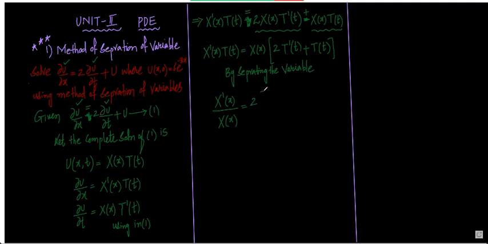2 times t dash of t plus t of t, whole divided by t of t. Any doubt till here?